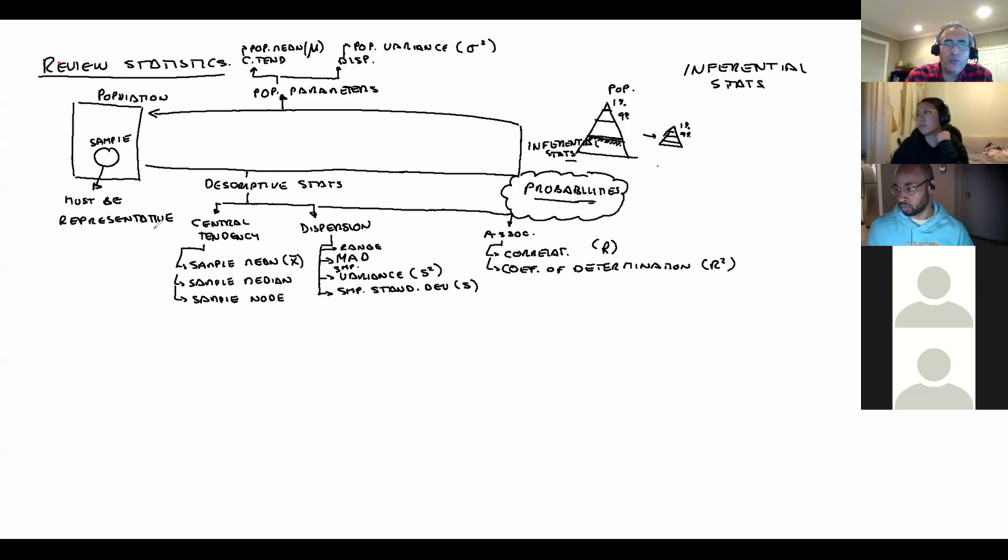Now, when we try to understand data, guys, we're going to basically use central tendency and dispersion, okay? I need to give you a couple of words about central tendency, because this is crucial. Okay, so the first one, the sample mean.